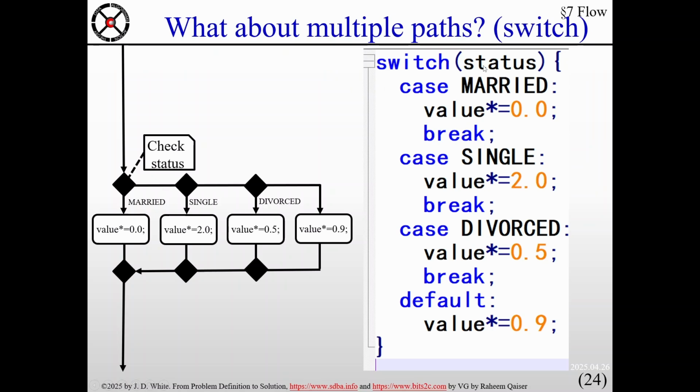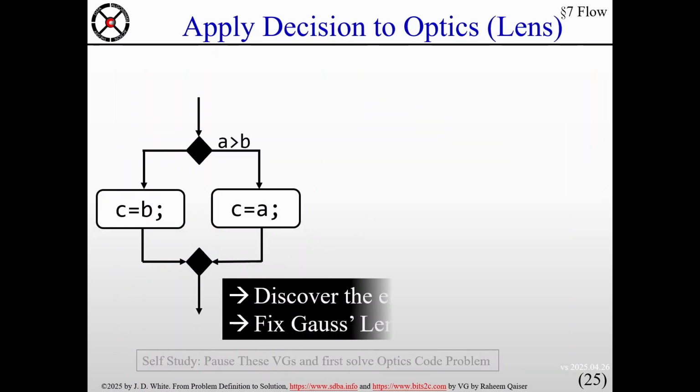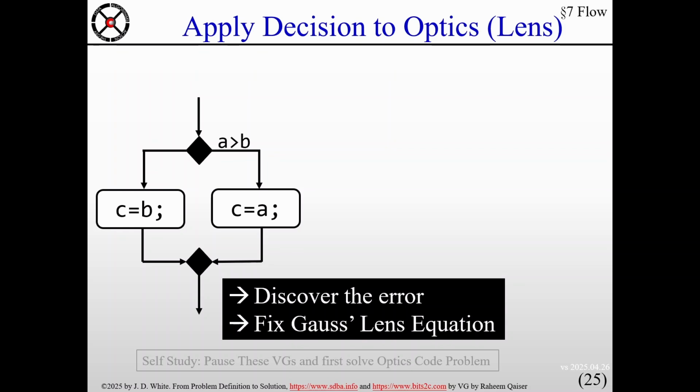And there's how I would write the code for this using switch. Switch status: if status equals married, do this. If status equals single, do this. If status equals divorced, do this. Otherwise, else, do this. So this is just an alternate way of doing it. It's called a switch statement. And now we're going to start to apply it to the optics program to fix the Gauss's lens program.